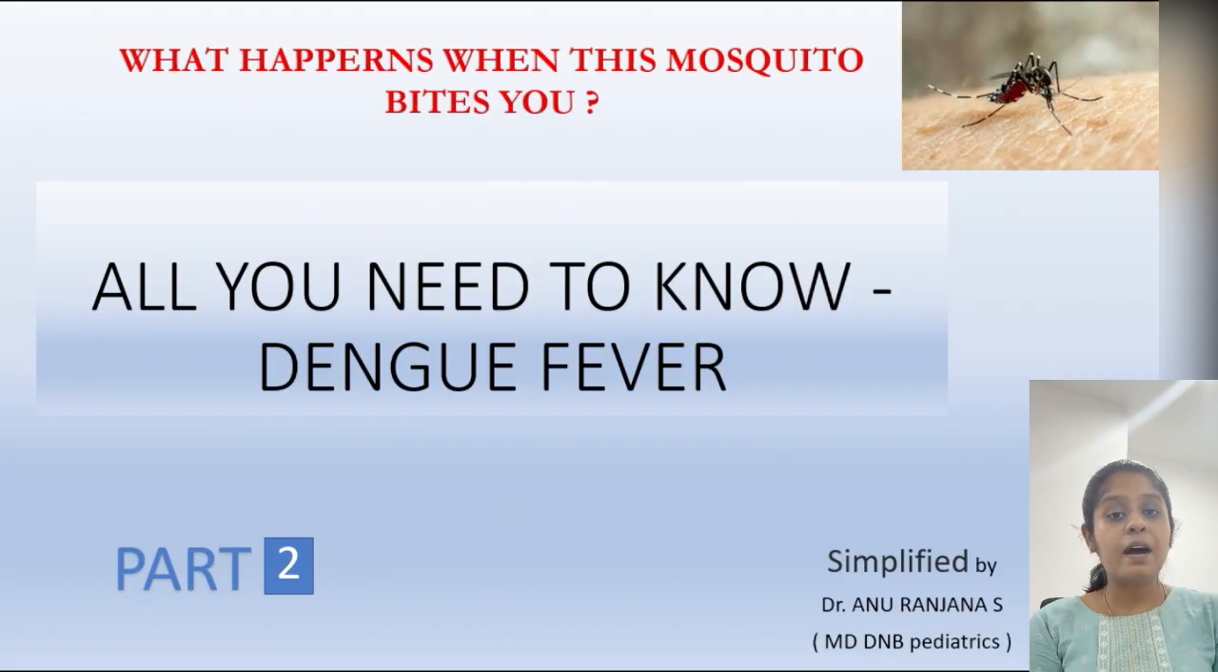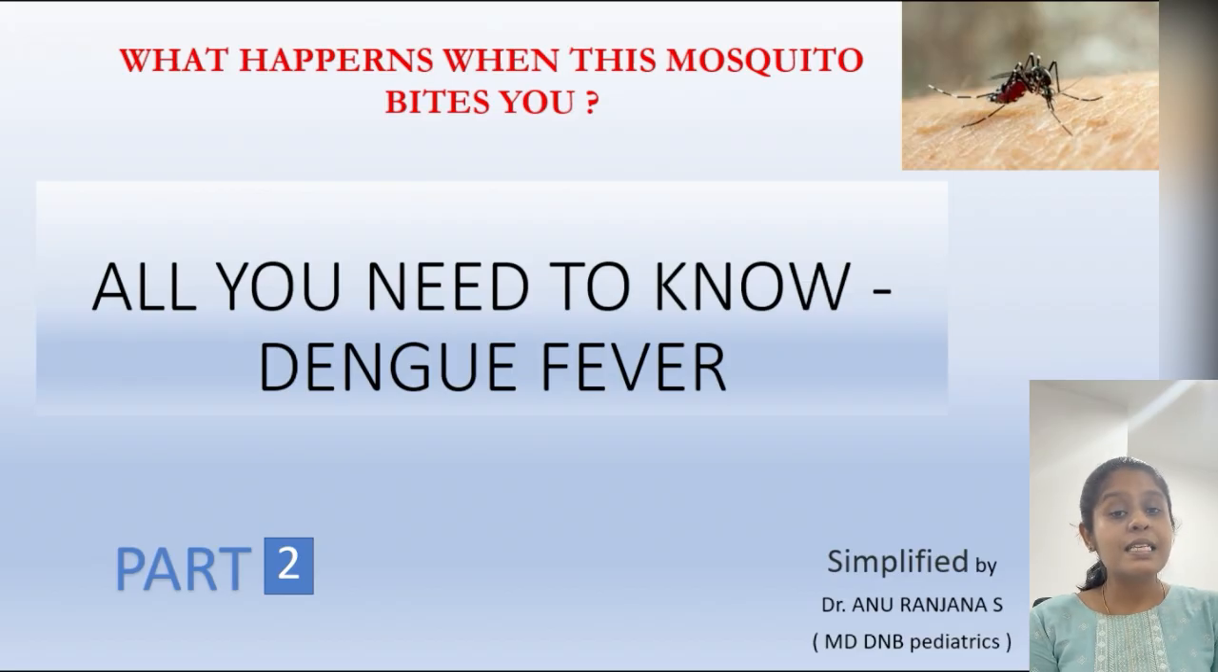In the previous part 1, we saw the vectors and the pathogenesis of dengue viral infection. So we knew that dengue virus is transmitted by the Aedes aegypti mosquito and the pathogenesis is two things: one is leaky pipe and the other is confused antibody. To know more detail of this concept of leaky pipes and confused antibodies, please watch the part 1 video.